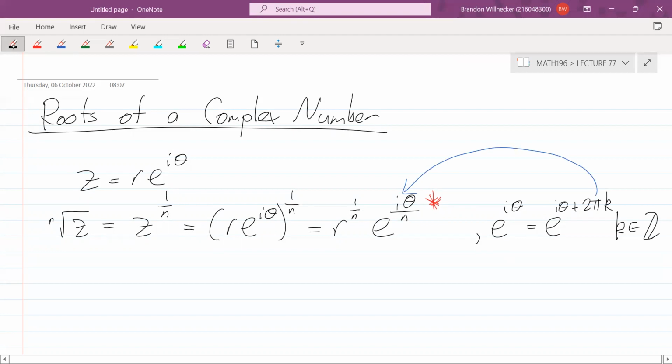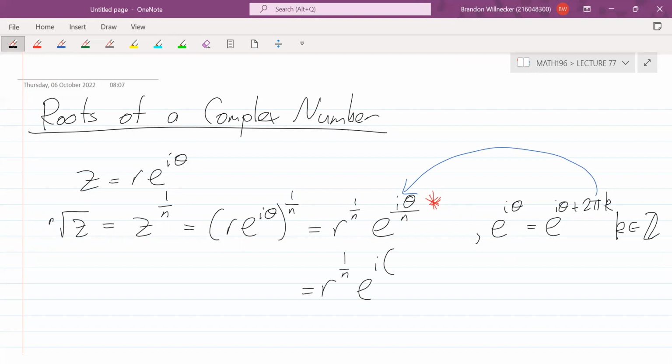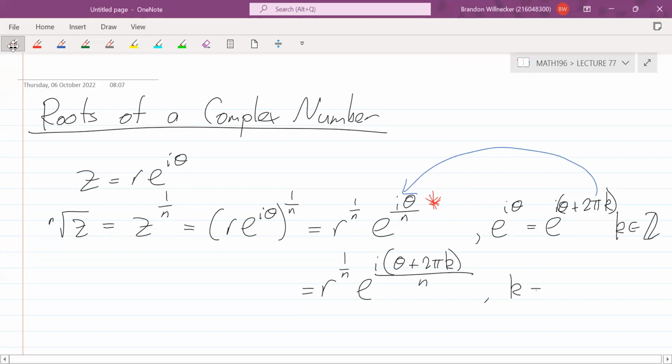Okay, so what we get is r^(1/n) e^(i(θ + 2πk)/n), where k can be some integer. But in fact, when we're finding the roots of a complex number, we're not going to take all values of k, infinitely many, even though k can be any integer. Here, k starts from 0 and goes up to n minus 1.